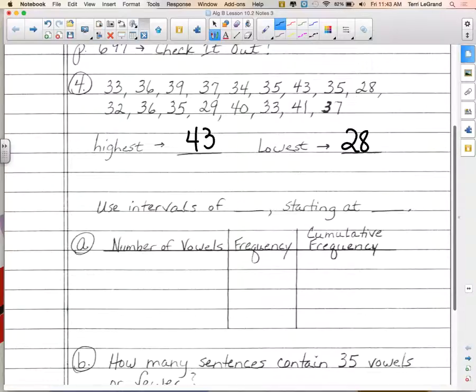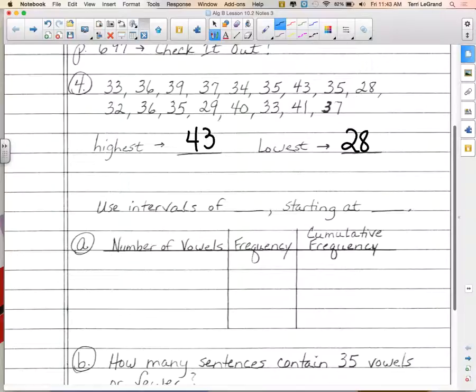Well, if we were making a stem and leaf plot, where would our stem start? What would the stem be? 2. And where would the stems end? At 4. We'd have a stem of 2, a stem of 3, and a stem of 4, and then we'd have leaves that would go with that, right? That's important to know for the stem and leaf plot also.